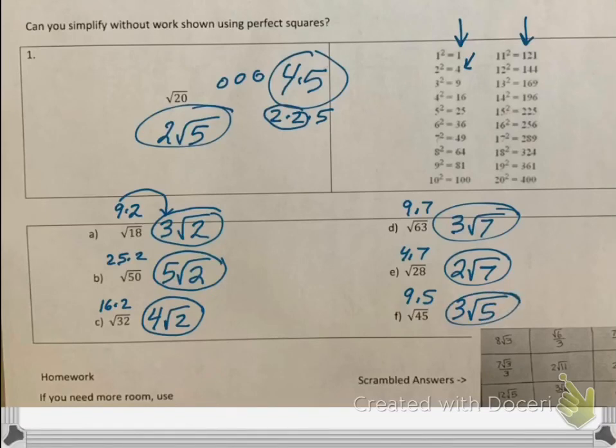So the homework is down below. Your job is to complete the homework and then check off the answers here where it says scrambled answers. And then you're just going to take a picture of your notes and then the homework and submit that either on Canvas or on the Remind 101 system for your full credit for assignment number 1.